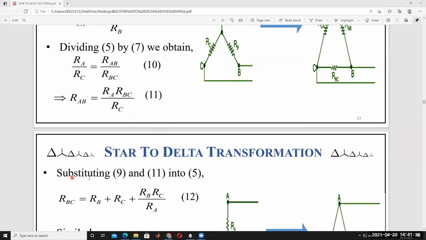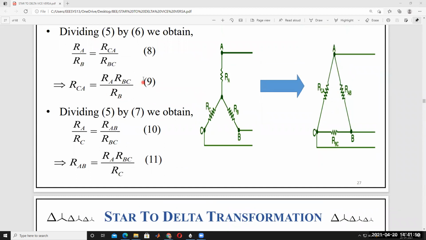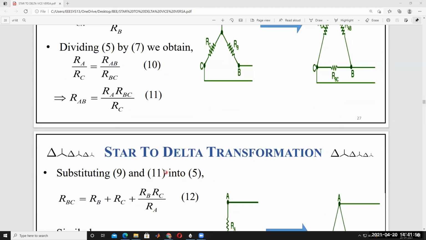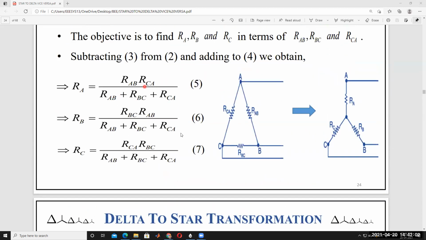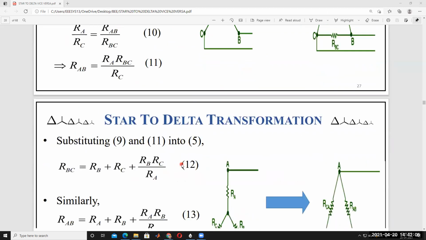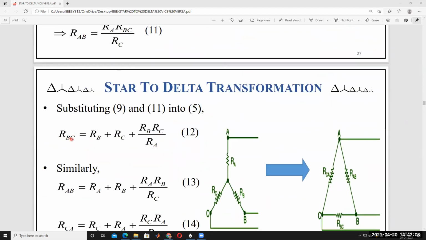So, substituting 9 and 11 into 5. This is called 9, and this is called 11. RCA and RAB, substitute into the fifth equation. Substituting in these equations, you will get RBC. So RBC is equal to RB plus RC plus RB into RC divided by RA. Simplify, and you will definitely get this.